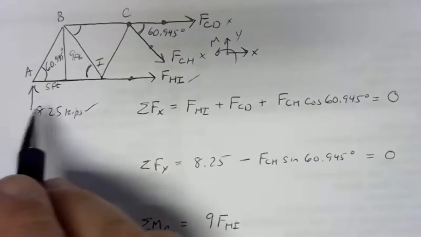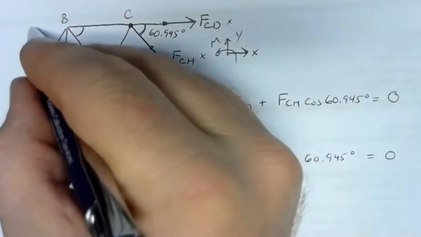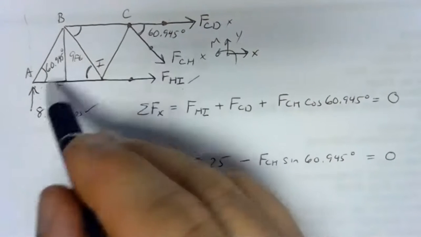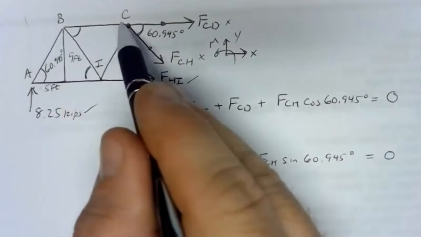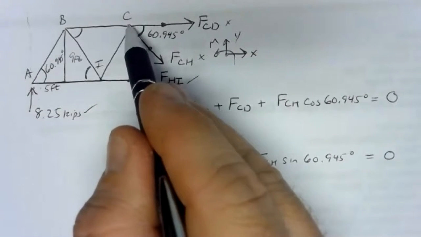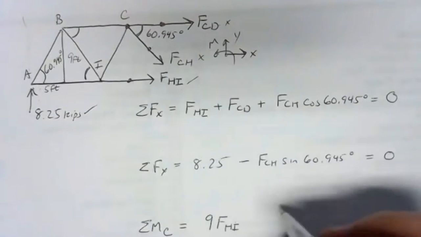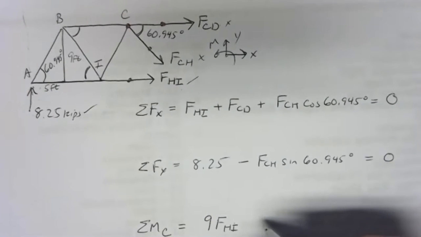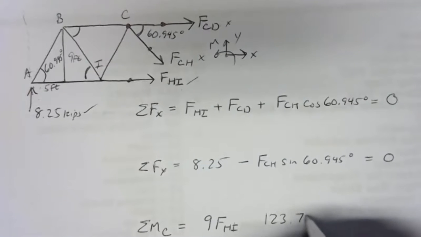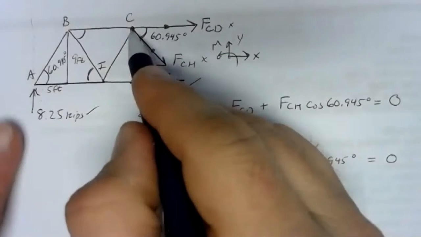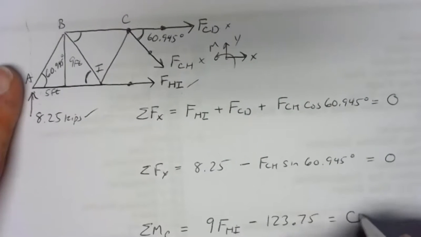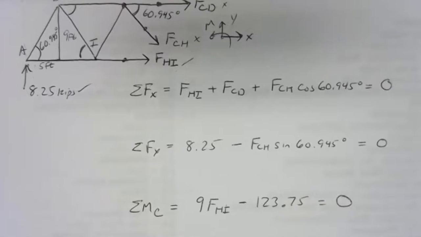Then we have the 8.25 kips. The line of action for that 8.25 kips goes up like that, so we need to measure over to C. We've got 5 feet plus another 10 feet, so it's 15 feet away. So we have 15 feet times 8.25 kips, and that gives us 123.75. If we're pinned at C and pushing up at A, that would be a clockwise moment, so it's negative. And there we go. There are our equations of equilibrium.